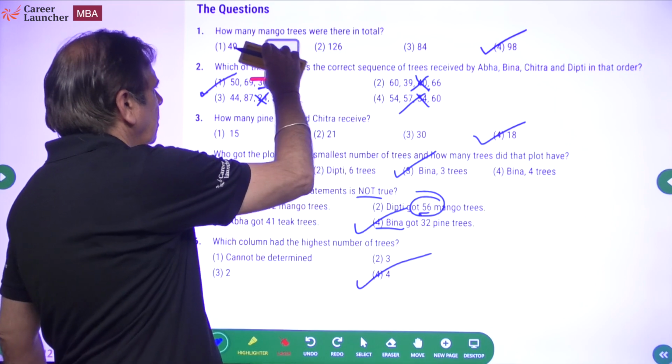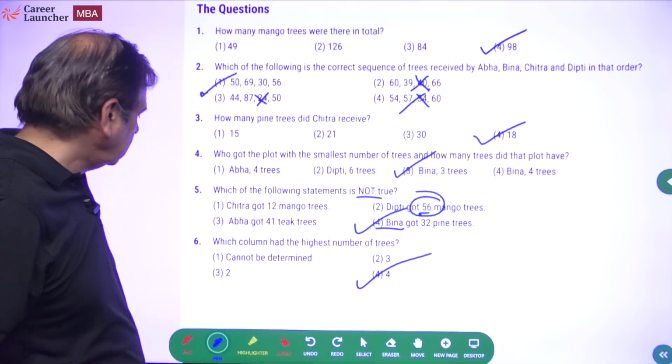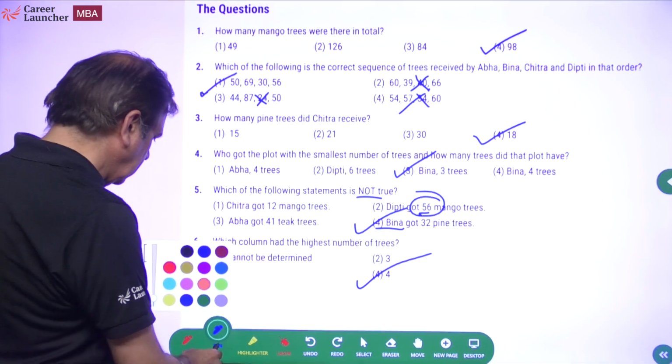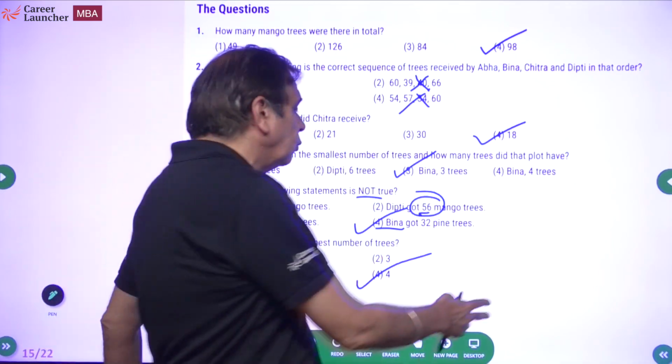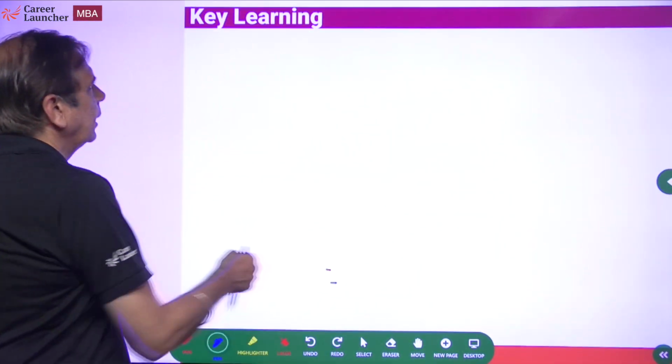I think I'll erase this. Okay. So I hope this process is clear. It is this process that you need to follow. Now, what are the learnings?